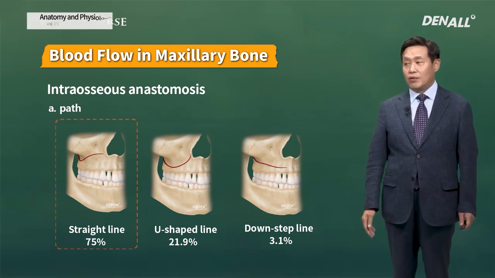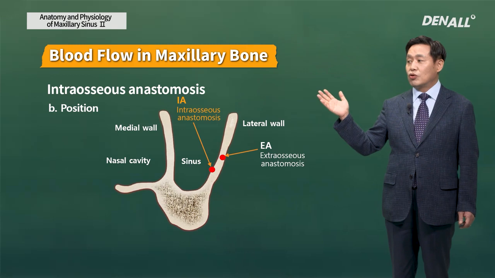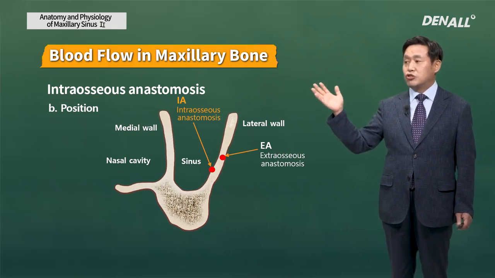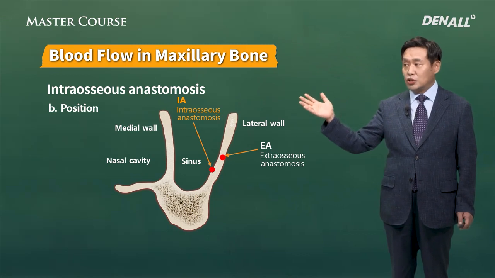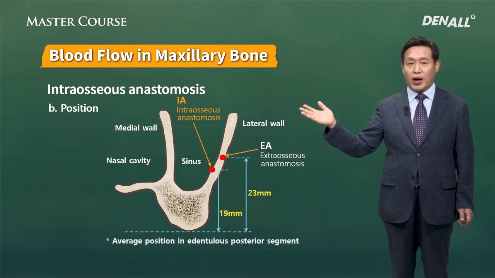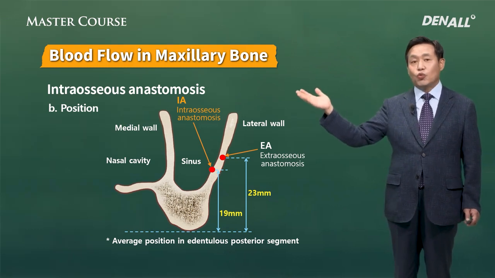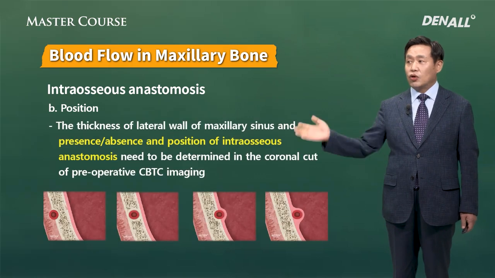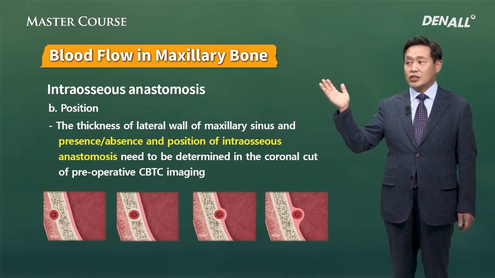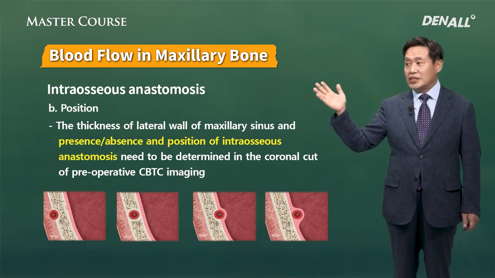The straight line is the most frequent one. If you look at the position, the usual average position in the edentulous posterior segment, the intraosseous anastomosis is about 19 millimeters from that segment, and the extraosseous anastomosis is about 23 millimeters, a little bit higher than the intraosseous one.